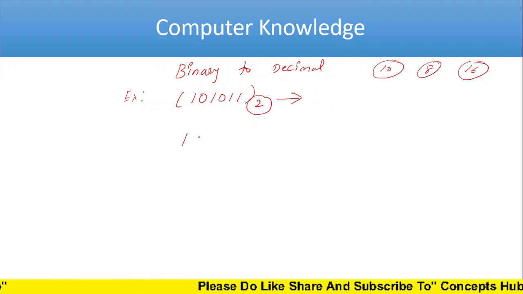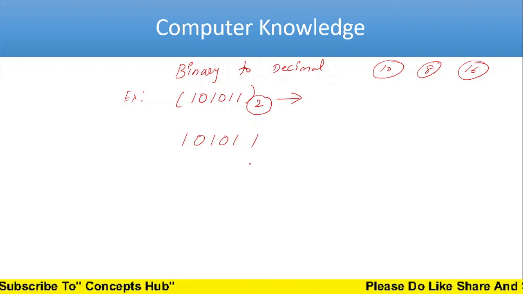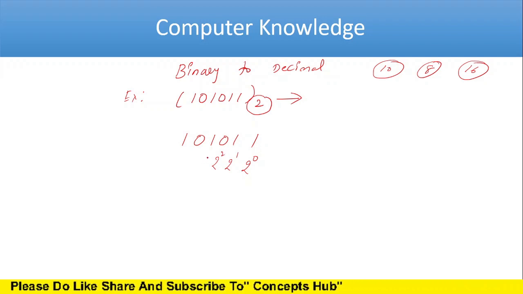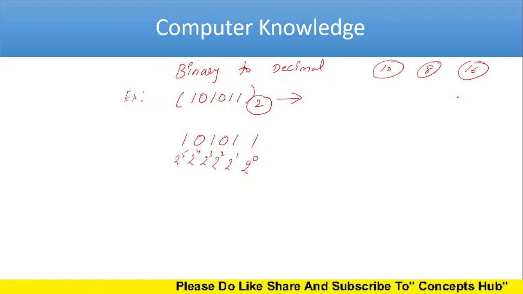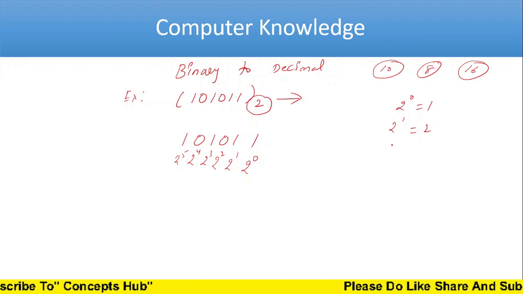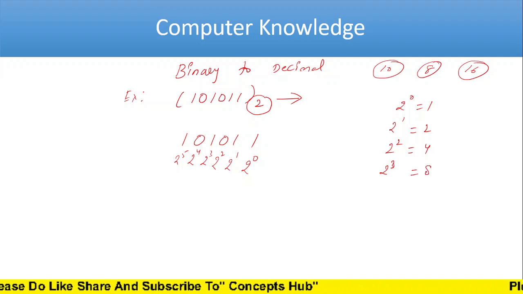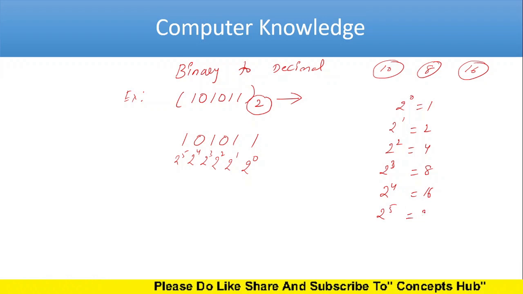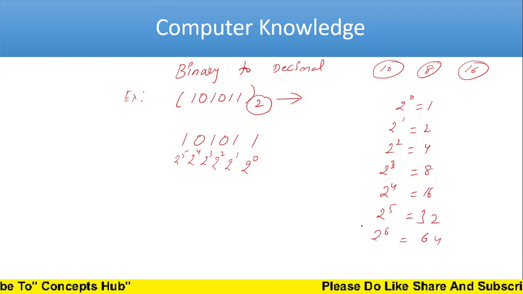So what you need to do is write down the given, and below this you write down 2 to the power of 0, 2 to the power of 1, 2 to the power of 2, 2 to the power of 3, 2 to the power of 4, 2 to the power of 5. So 2 to the power of 0 is 1, 2 to the power of 1 is 2, 2 to the power of 2 is 4, 2 to the power of 3 is 8, 2 to the power of 4 is 16, and 2 to the power of 5 is 32, 2 to the power of 6 is 64. So keep on going.